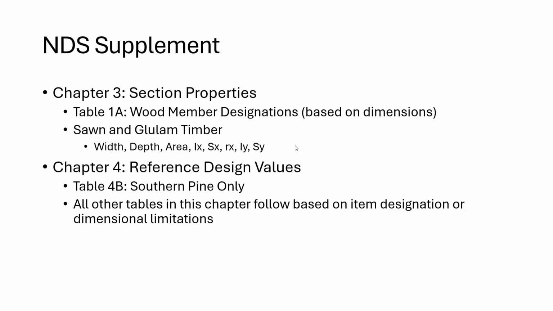So chapter 3 is the section properties. This is where you're going to get the geometric properties of a section. Like, for instance, a 2x4 is not exactly 2 inches by 4 inches. It's 1.5 by 3.5. And so instead of having to calculate the moment of inertia relative to the x-axis, or the section modulus relative to the x-axis, it gives you those values within chapter 3.